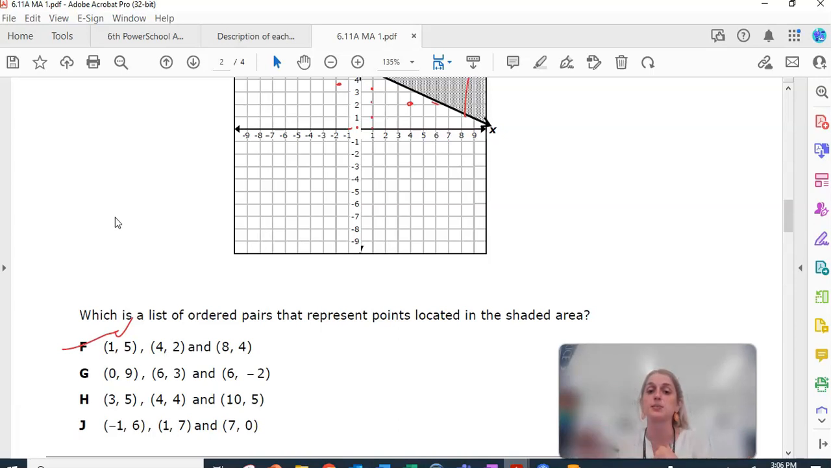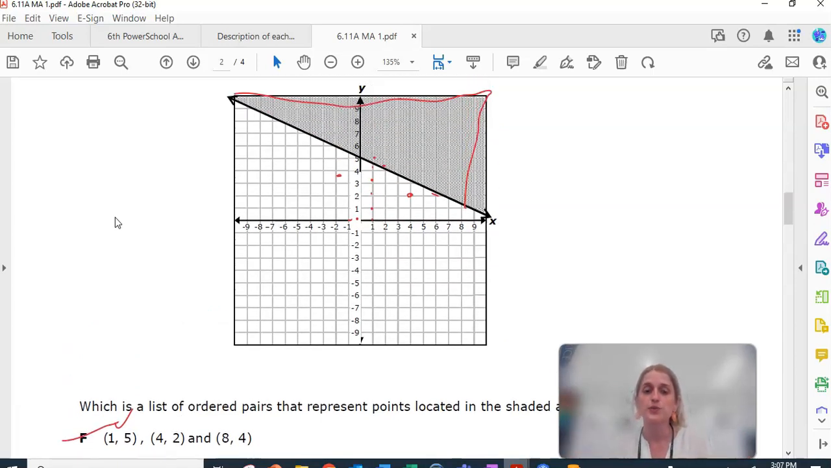And again, I'll say if it ends up on that dark black line, not the number lines, not the axes, but like this line right here, if it's exactly on the line, it doesn't count. It has to be in the gray space.